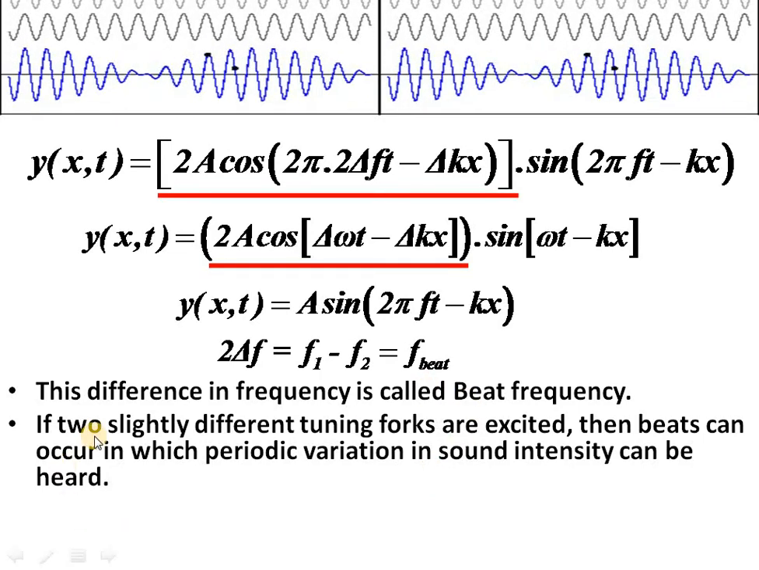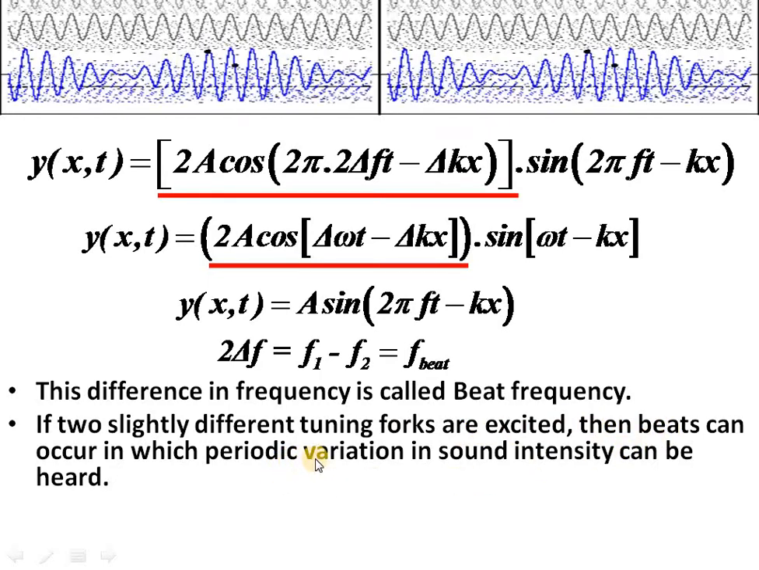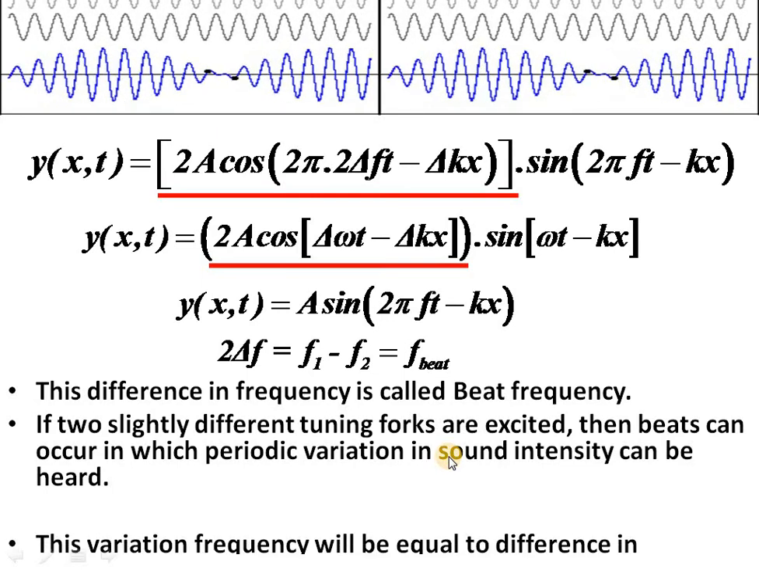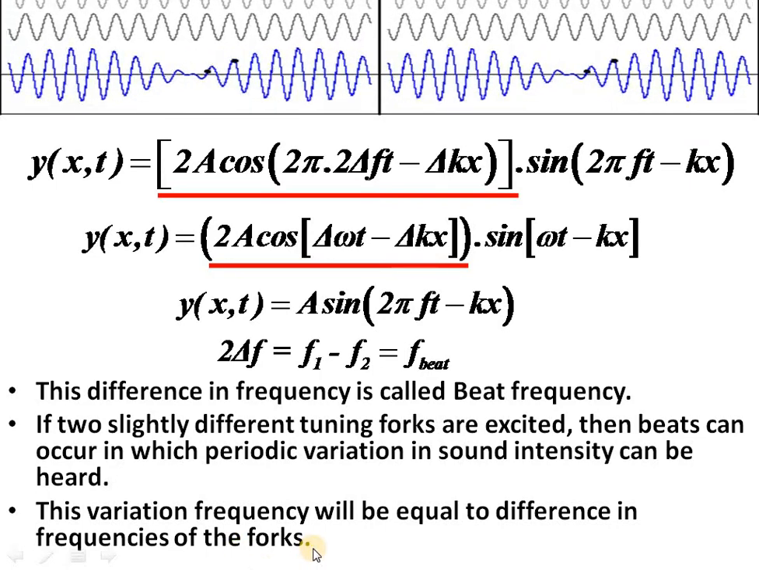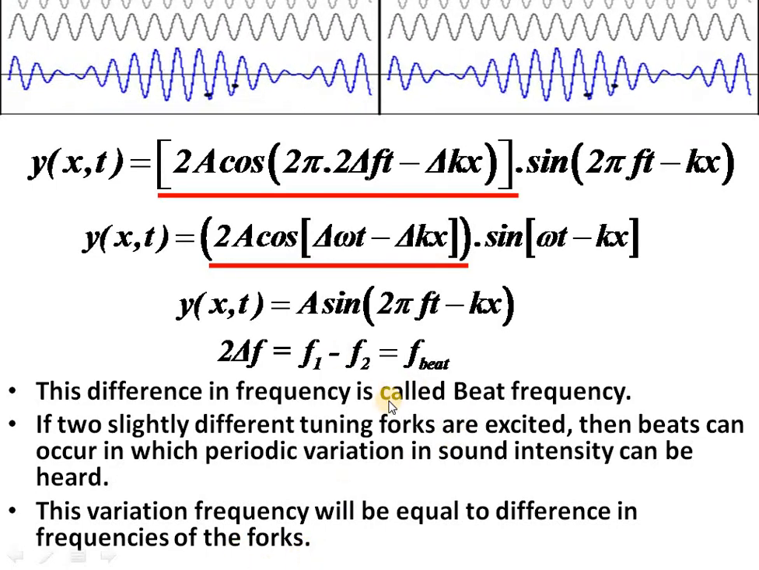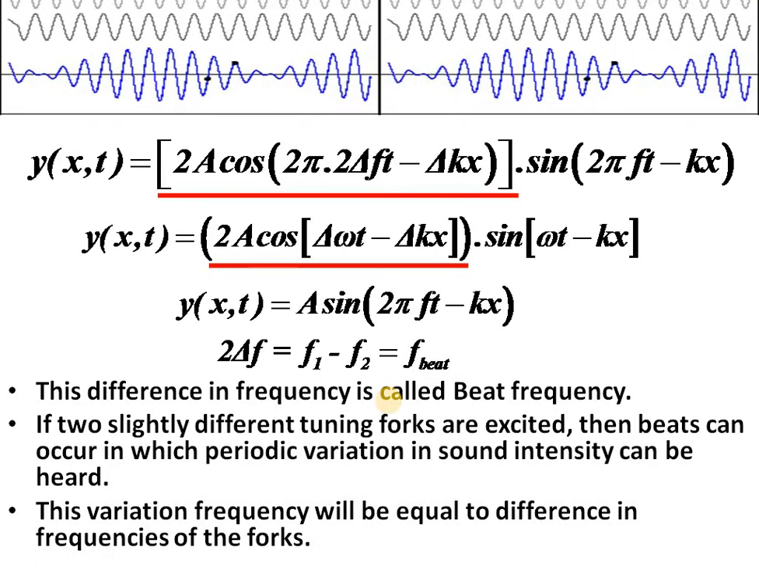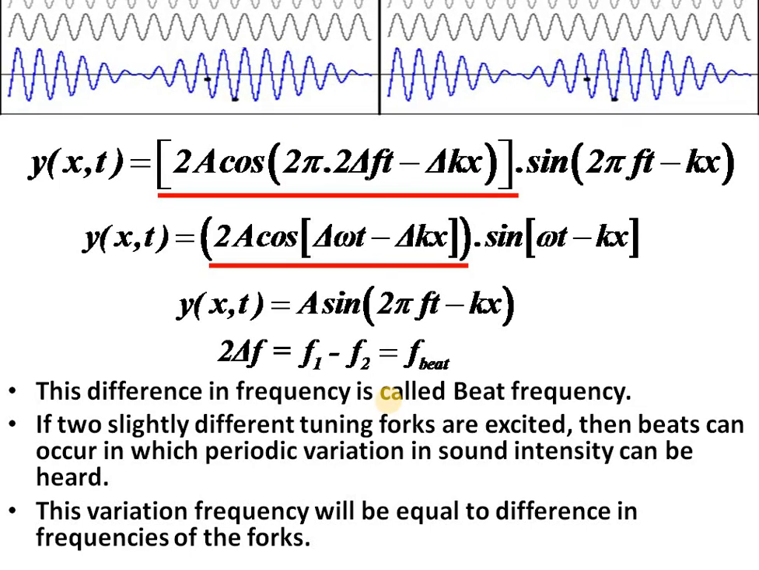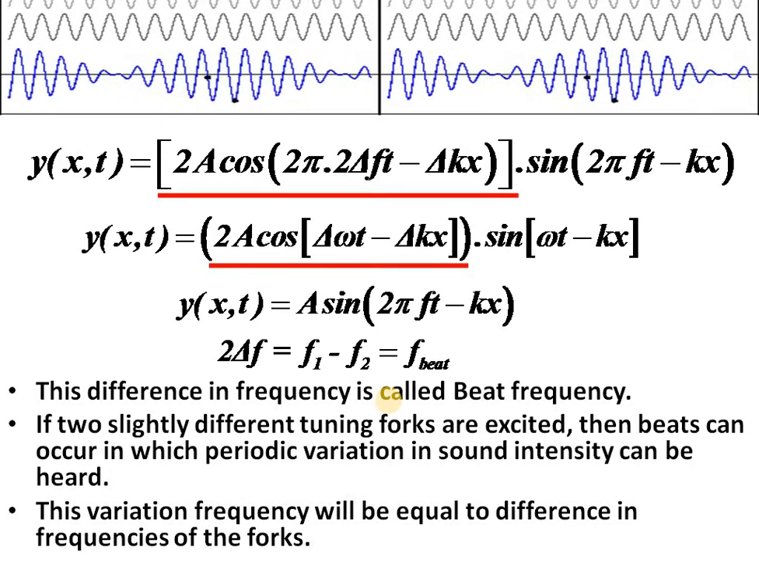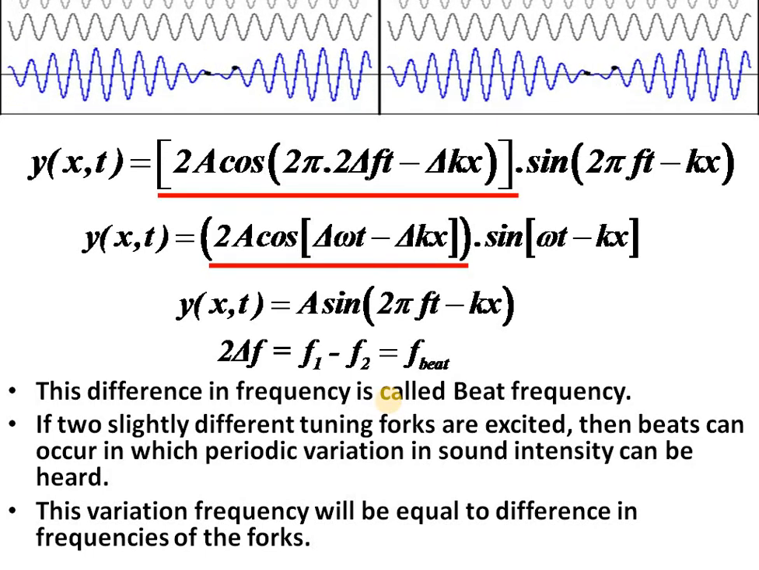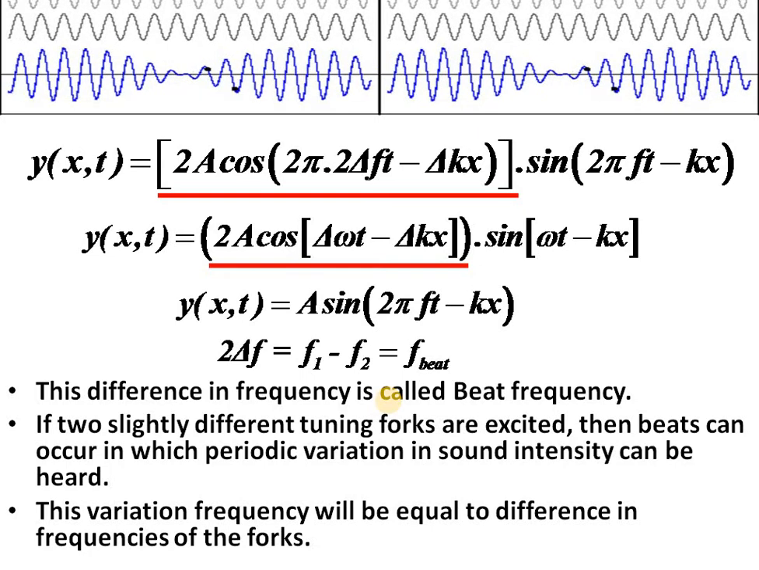It is written here that if two slightly different tuning forks are excited, then beats can occur, in which a periodic variation in sound can easily be heard. And this variation in frequency will be equal to the difference in frequency of the forks. Understand? For example, suppose you have two tuning forks, one of 200 and the other of 205 hertz. Then what will happen to the beat formation? You will see an intensity variation, 5 times in 1 second.